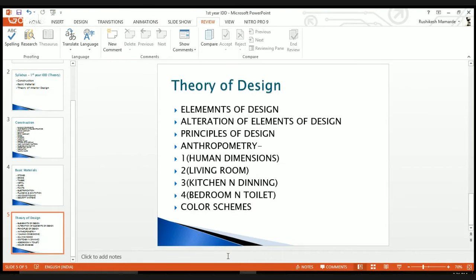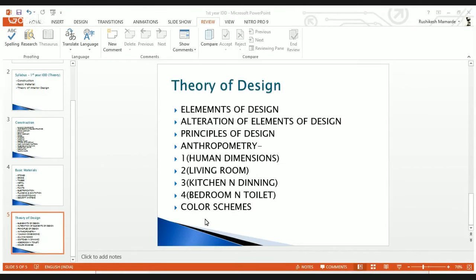Then the next topic is theory of design. It is a very important one. You should know all the things about theory of design, because you are going to study interior design, right? You are not going to become a contractor only, you are going to become a designer. So for becoming a designer you must know the theory of design. What is the theory of design? You should know this.